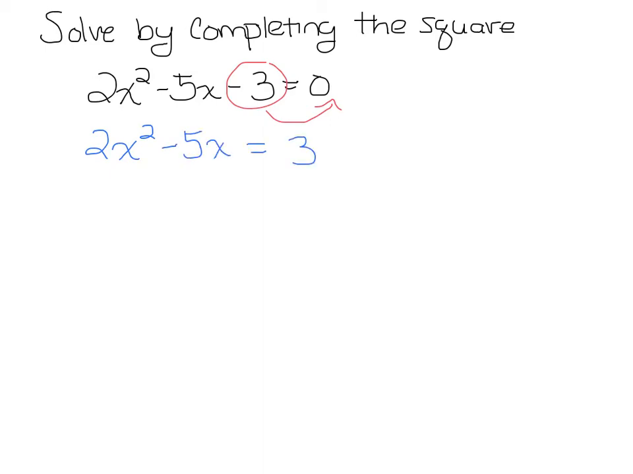Now notice here that we have a coefficient other than 1 in front of our x squared term. In order for us to solve by completing the square, we must get rid of that. We must eliminate that number there. So to eliminate it, we're going to divide everything by 2.